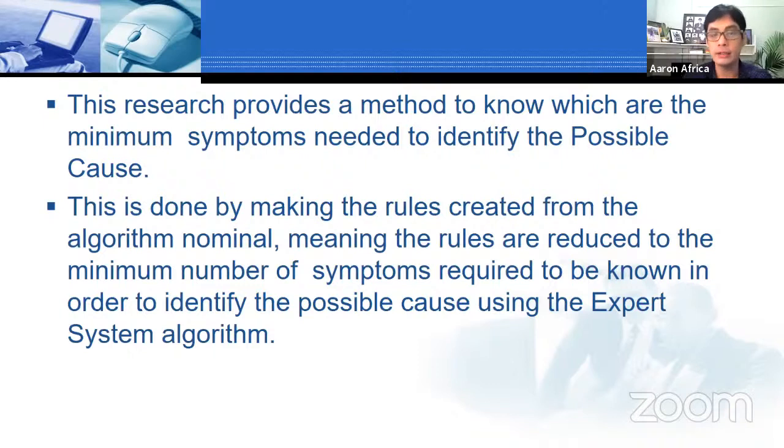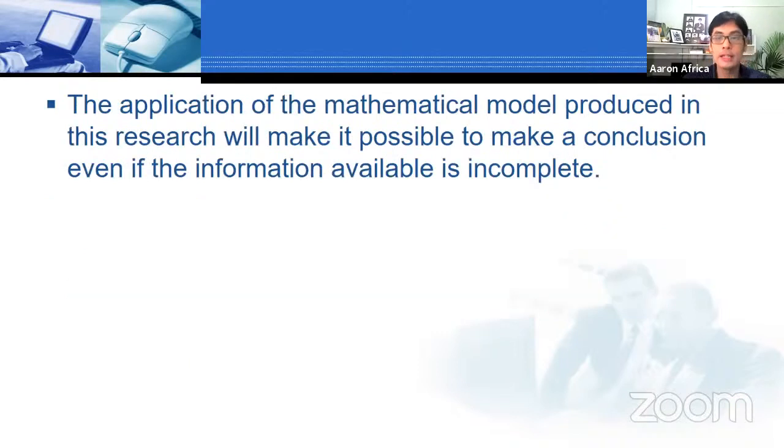Now, we did this by making sure the rules of the expert system algorithm are nominal. Nominal means that the rules are reduced to the minimum number of symptoms required to be known in order to identify which is the possible cause using the expert system algorithm.